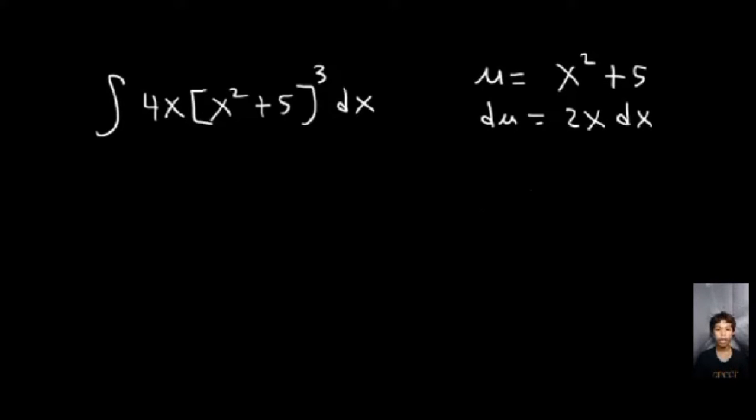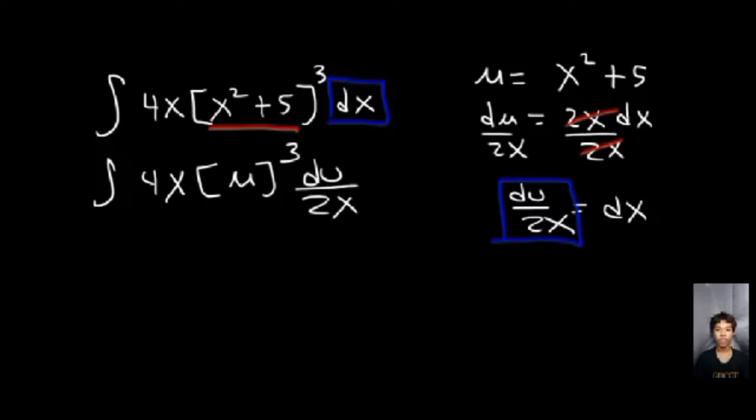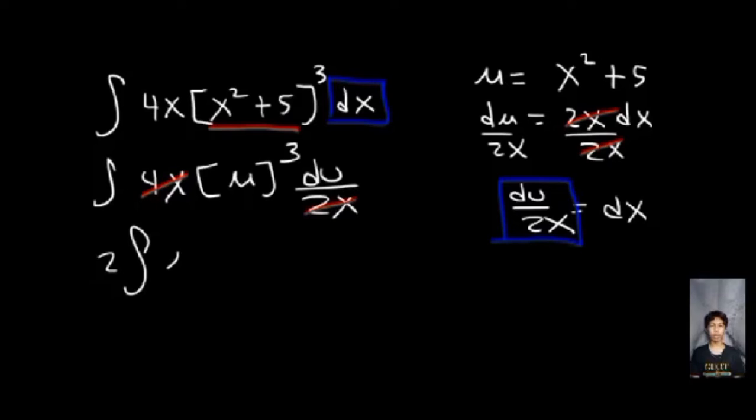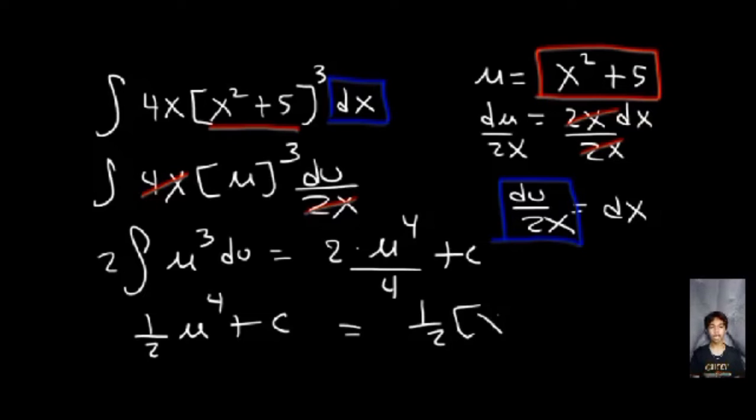So now, I'm going to solve for dx in this equation. I divide both sides by 2x, so dx is equal to du divided by 2x. Now, what we need to do is replace this with u and replace the dx with du over 2x, and it will work out. So we have 4x and the u raised to the third power, and then du divided by 2x. So here we can cancel x. 4x divided by 2x is 2. So it's 2 times the antiderivative of u to the third. Using the power rule, it's going to be 2 times u to the fourth over 4 plus c. Now 2 over 4 is 1 half, so it's 1 half u to the fourth plus c. The last thing we need to do is replace u with what it equals, and it's x squared plus 5.